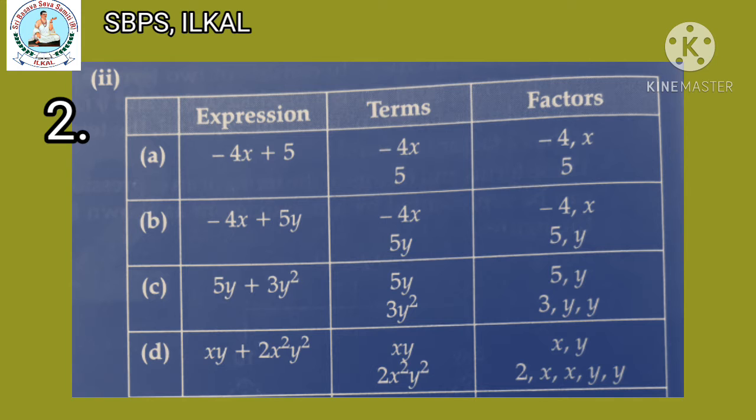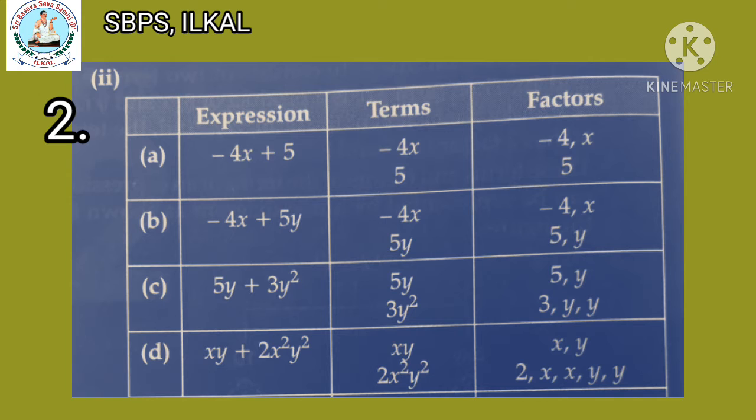Next expression, minus 4x plus 5y. Here two terms are there. So it is also a binomial expression. The first term is minus 4x. Its factors are minus 4 and x. The second term is 5y. So its factors are 5 and y. The third expression is 5y plus 3y square.